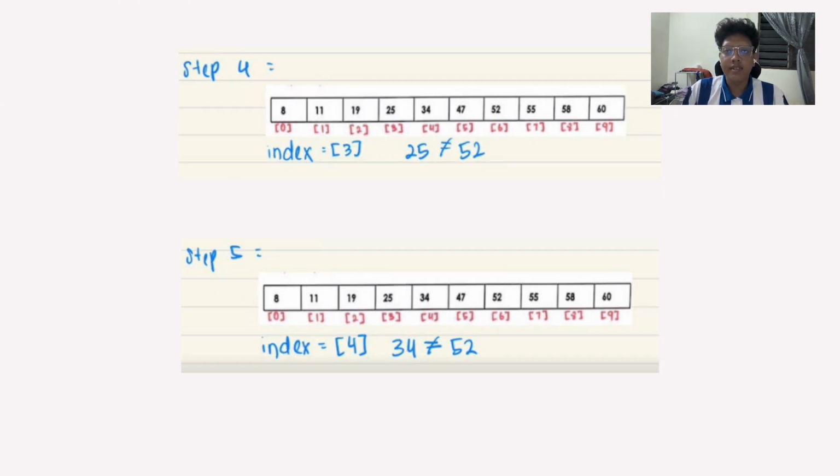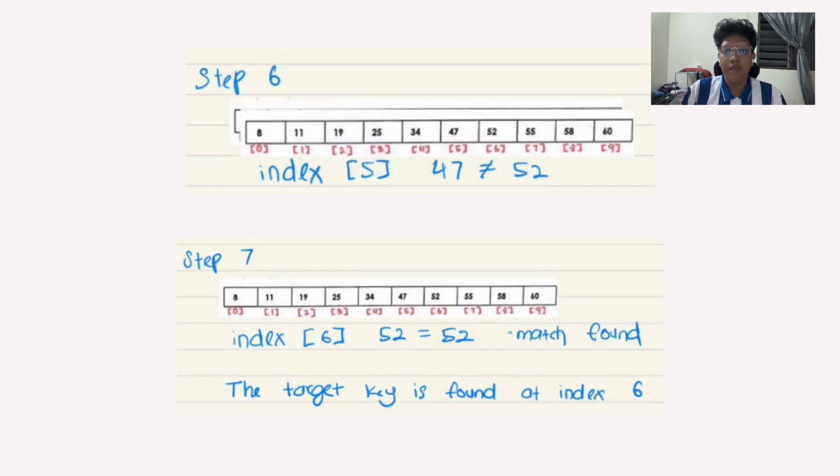Step 4, index 3, the data is 25. So 25 is not equal to 52. Then step 5, index 4 is 34. So 34 is not equal to 52. Step 6, index 5. Index 5 data is 47. So it is not equal to 52. Moving to the last step, step 7, index 6. Index 6 is 52. So 52 is equal to 52. It matches. So the target key is found at index 6.